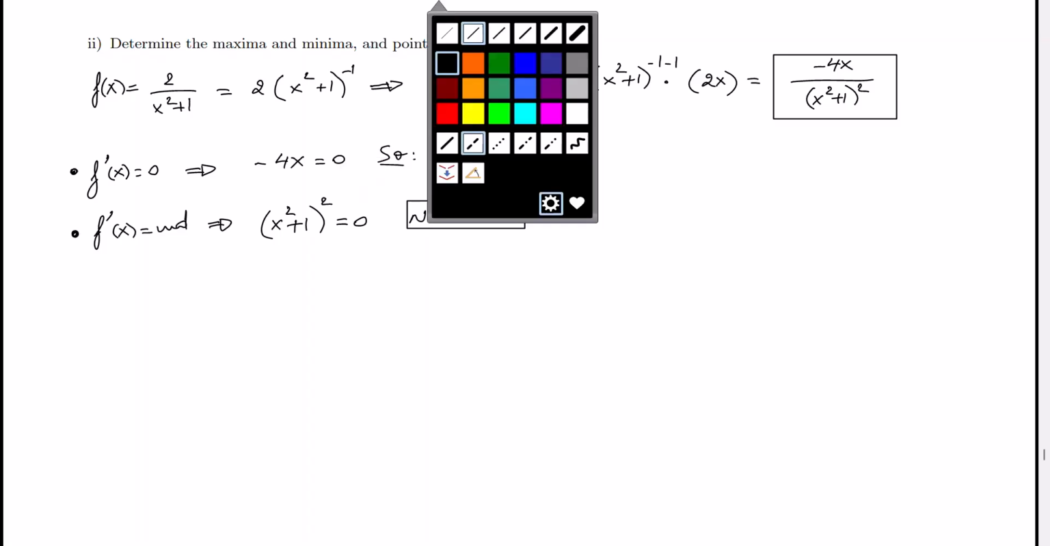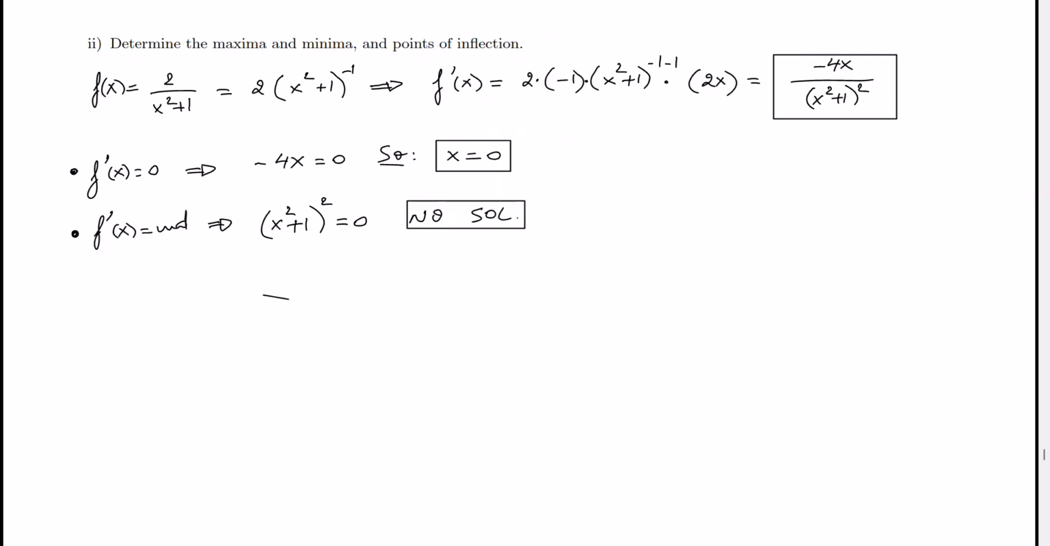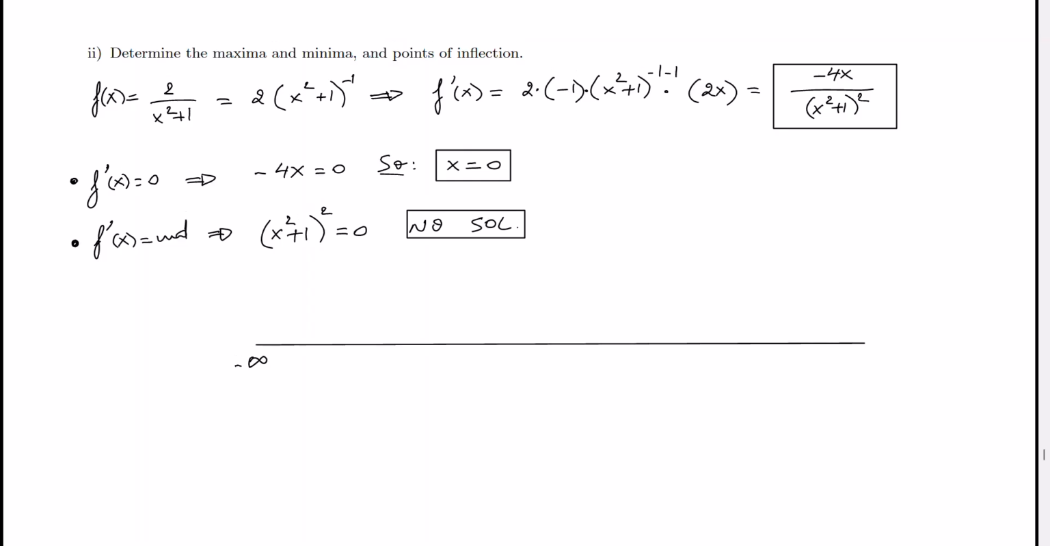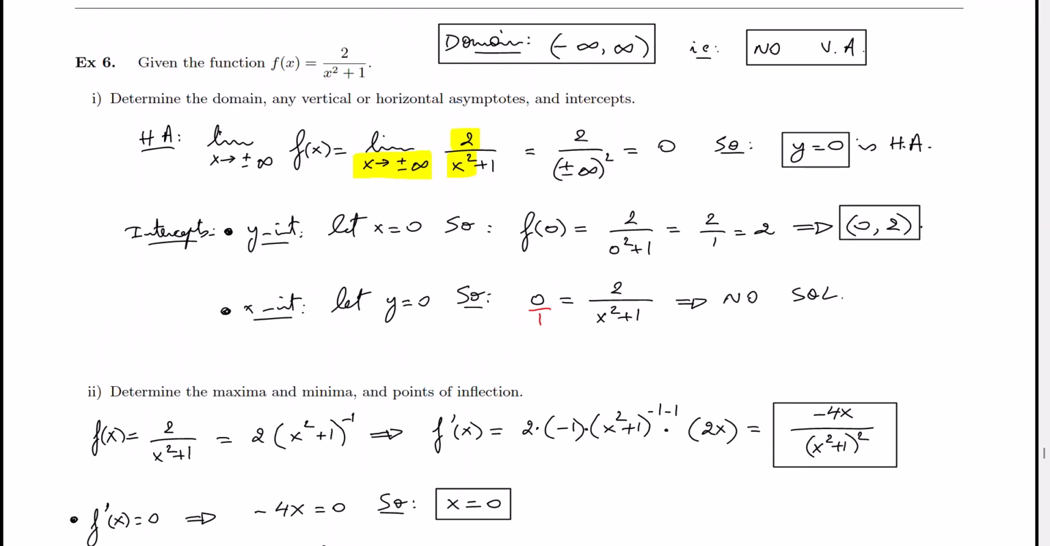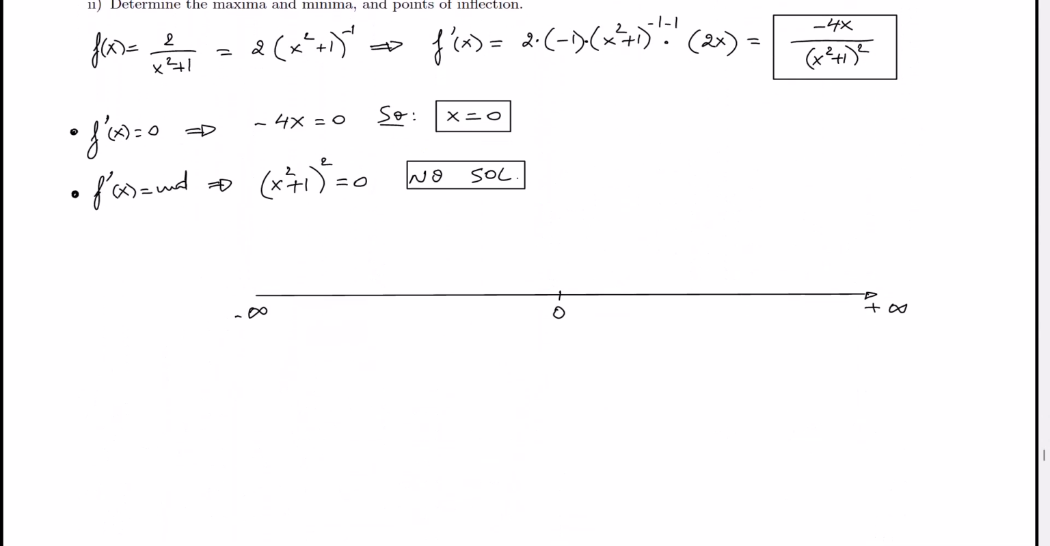So let's draw the number line next and do some testing. So here we go. This is the number line representing all the numbers from negative infinity all the way to plus infinity. The only critical number that we found is 0. There was another value that we paid attention to earlier. So we know that this is also going to be the y-intercept. But anyway, let's do some testing.